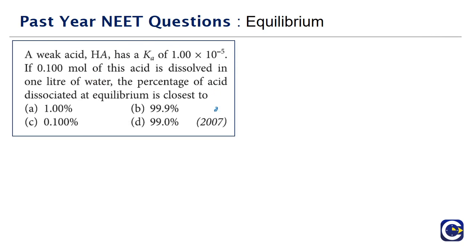Next we have a question that has come in the year 2007. A weak acid HA has a Ka value of 1 in 10 power minus 5. If 0.1 mole of this acid is dissolved in 1 liter of water, means they are straight away giving us the concentration of the acid. 0.1 mole is dissolved in 1 liter of water, means what is the C value? 0.1. The percentage of the acid dissociated at the equilibrium is close to, means we need to find the percentage of the acid dissociated.